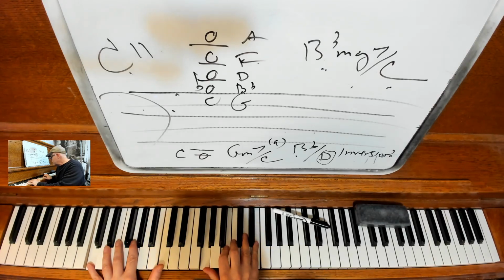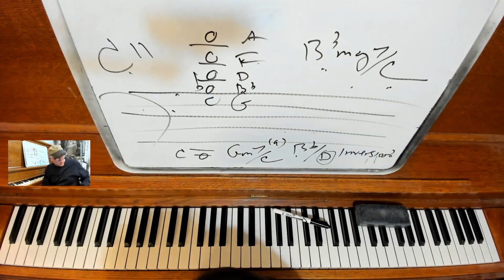Sounds totally different, doesn't it? This is G minor 7 with an added ninth. This is A minor. This is B flat major 7 with an added ninth. There's no B flat in here, right? And there's no A in here, right?